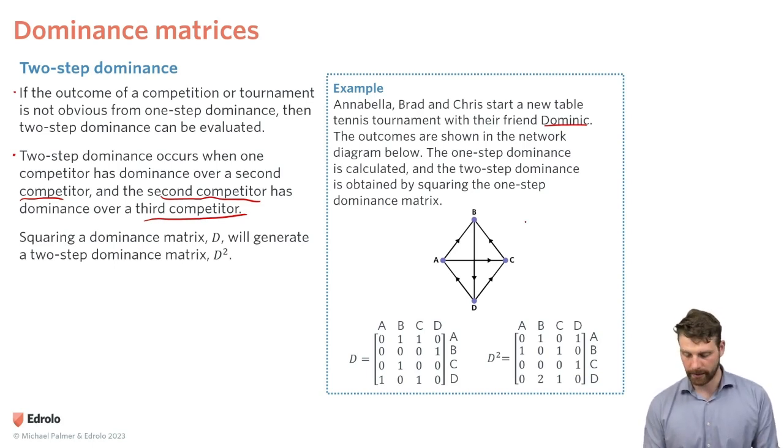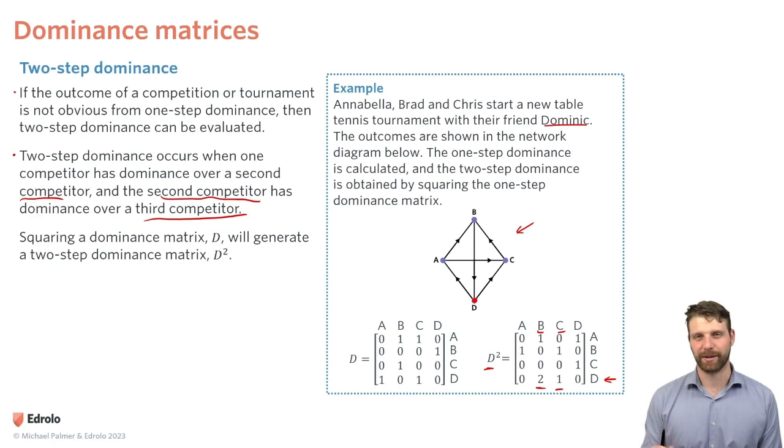So let's evaluate here. Here's our competition. We can see that Dominic's defeating A and C, and that's represented in the matrix and so on. So that's our matrix that represents this tournament. And here D squared shows the two-step dominance. So we can see that Dominic has two two-step dominances over B and one two-step dominance over C. Let's see where that is.